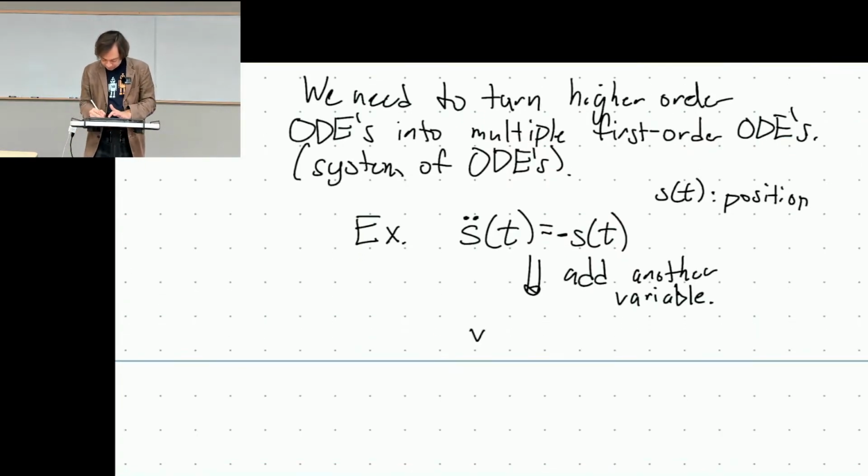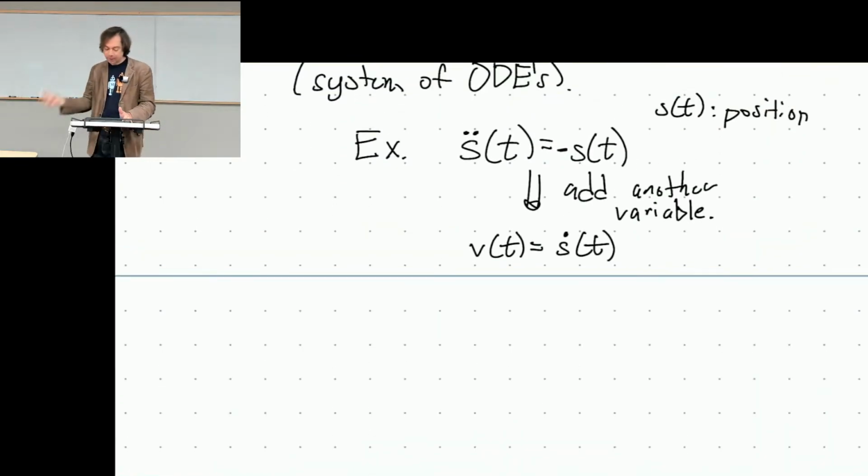What if we added another variable? We'll call it v of t, which is the velocity, or s dot of t. Let's just say we did that. We had the foresight to know that that was a good idea. I've defined v of t as being the derivative of s of t with respect to time.